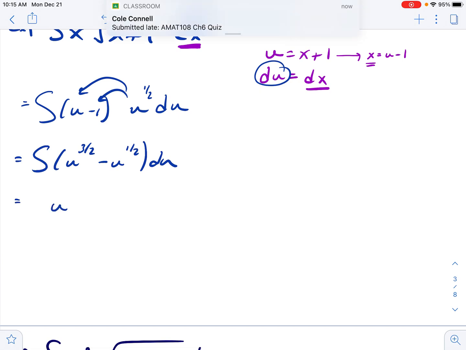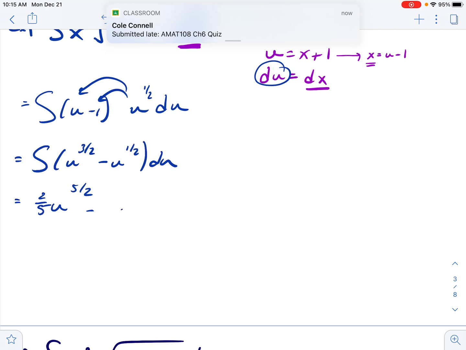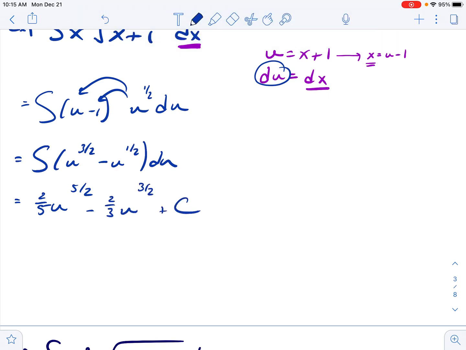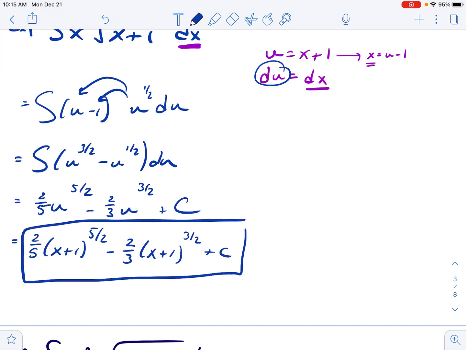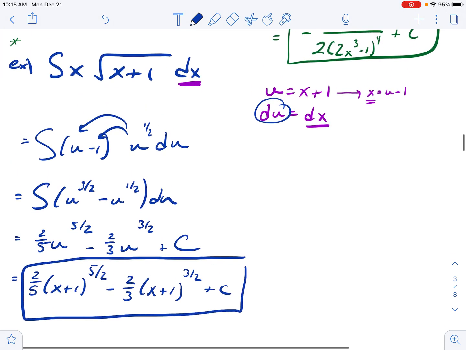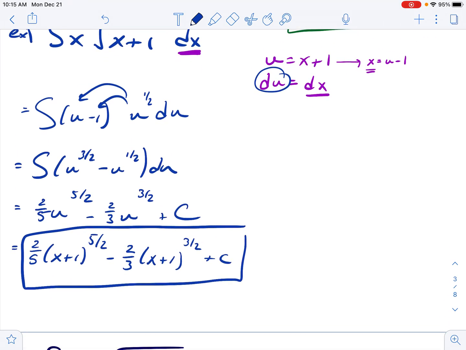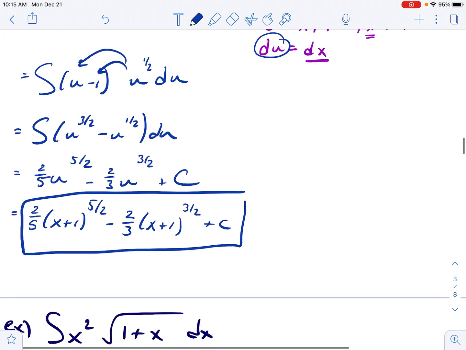So just be careful adding 1: u to the 5/2 with 2/5 out front, minus u to the 3/2 with a 2/3 in front of it, plus c. And now just replace your u's with x plus 1, because that's what it equaled. And there's the end result. And again, if you wanted to go through the chain rule and take the derivative, you would get back exactly what we started with. You'd have to do a little bit of simplifying, but you would get that.